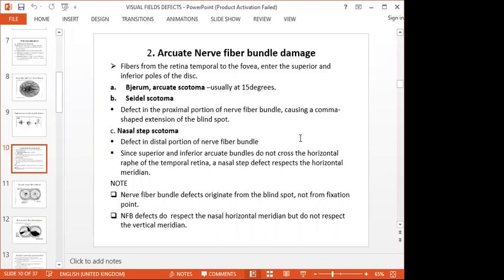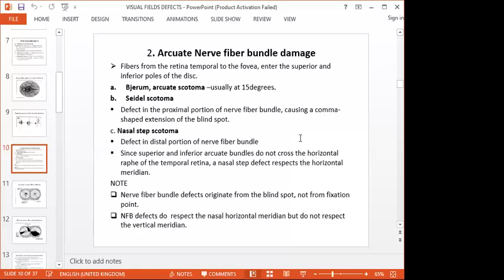The Bjerrum arcuate scotoma, usually at 15 degrees. Defect in the proximal portion of the nerve fiber bundle, causing a comma-shaped extension of the blind spot. These you need to see pictures to appreciate. I hope I can come with some. Defect in the distal portion of the nerve fiber bundle: nasal step.